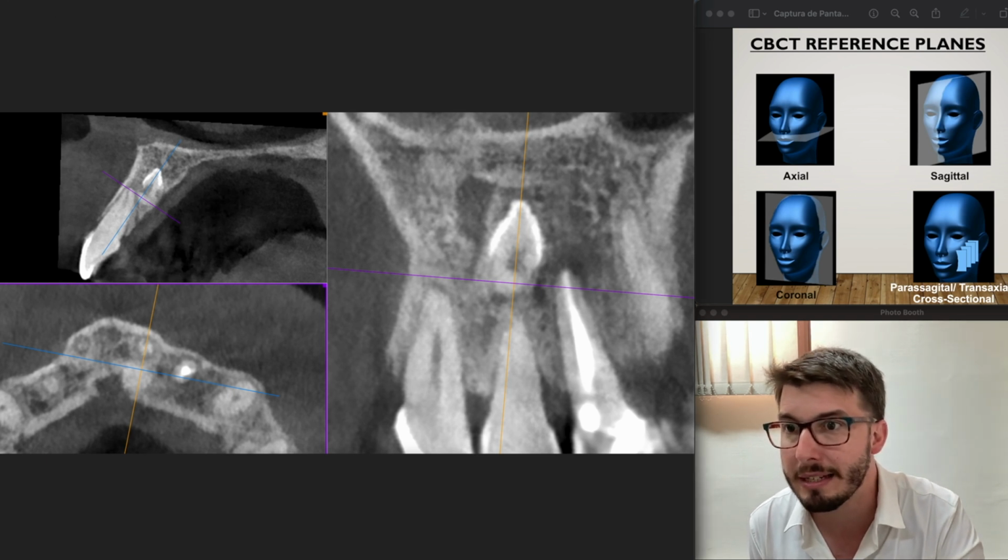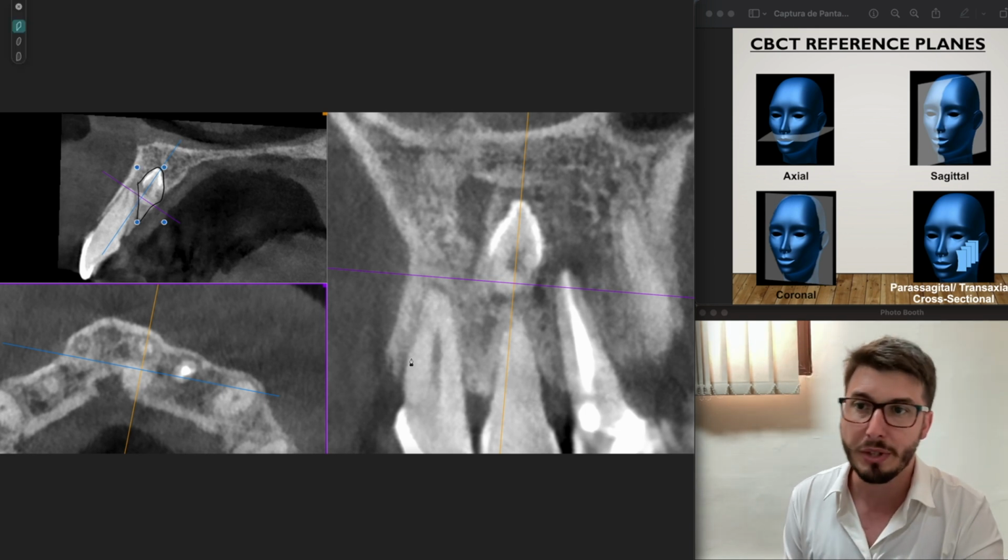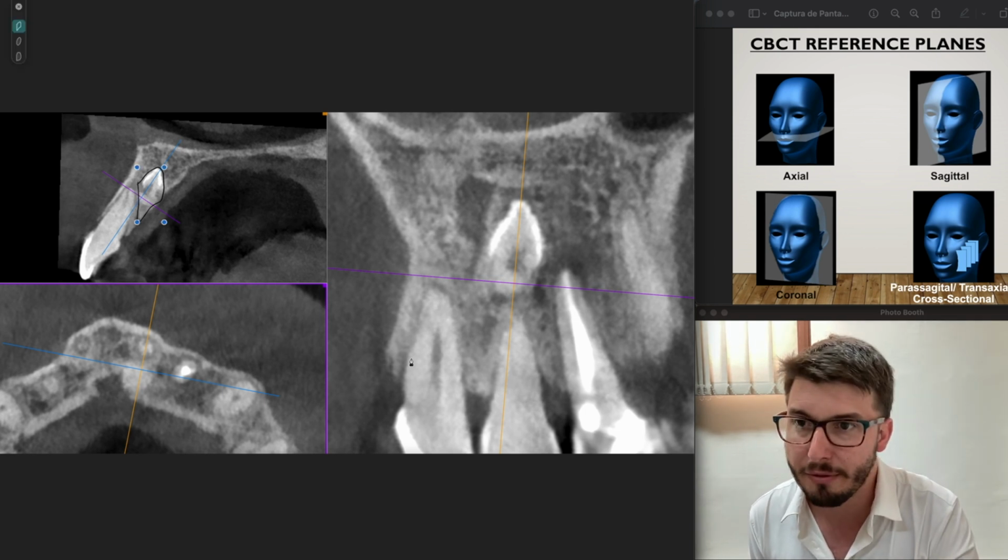And take a look at this. The tooth is actually here, okay? So I'm going to draw a line here for you guys to understand the actual location of this tooth, at least in this sagittal plane, okay? So this would be the image that we have on the sagittal plane.